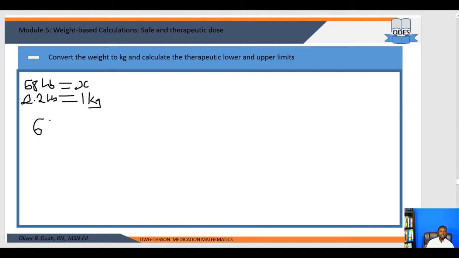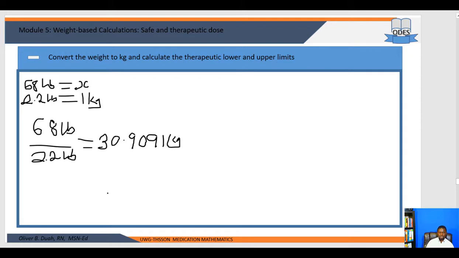So 68 pounds divided by 2.2 pounds will give us the equivalent in kilograms. So 68 divided by 2.2, that is 30.9091 kilograms. Okay.